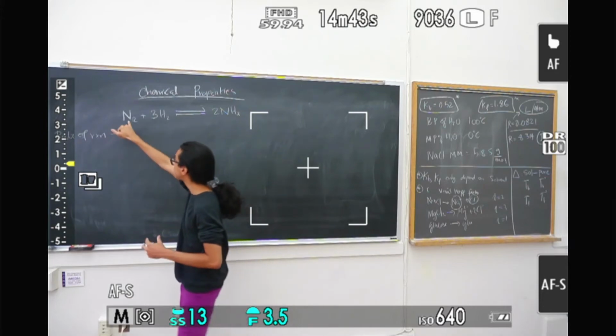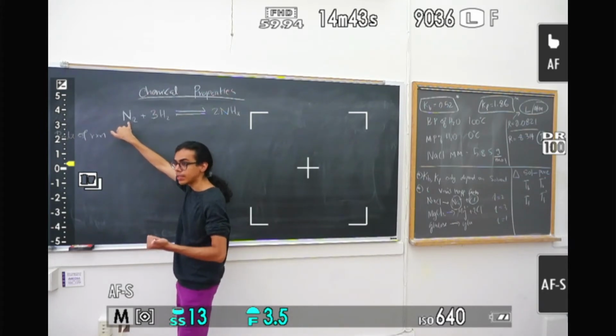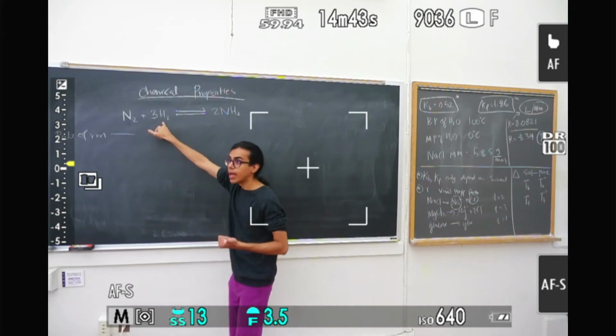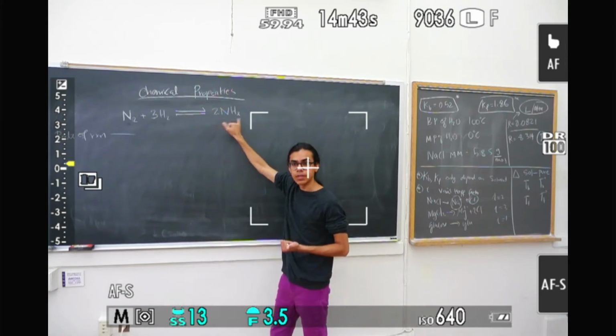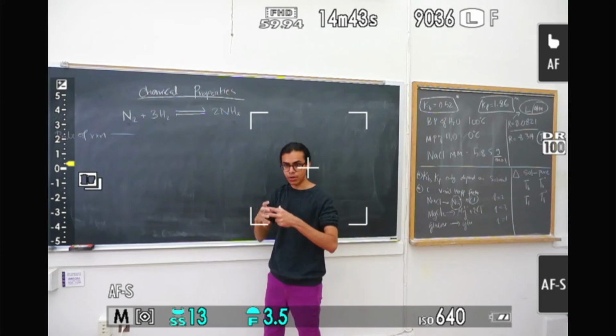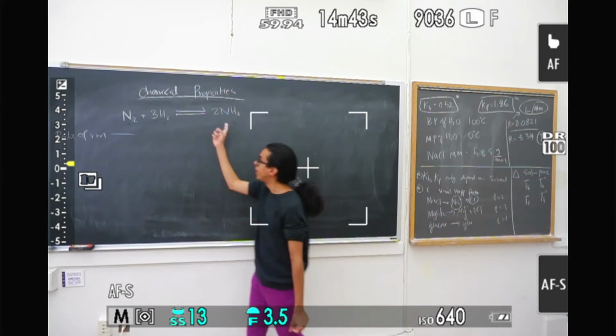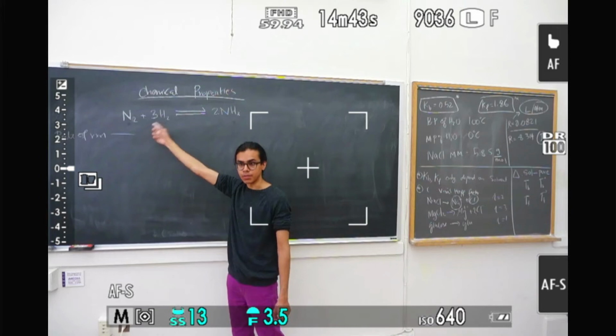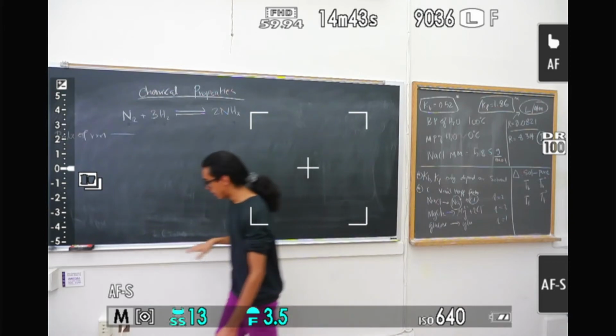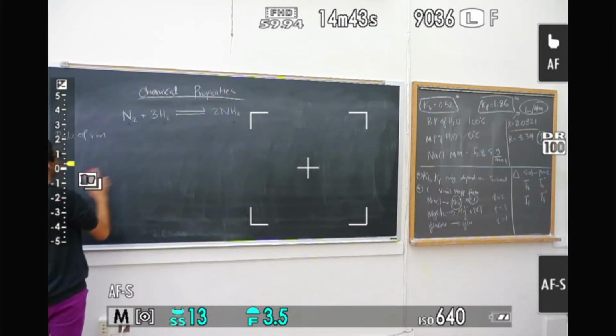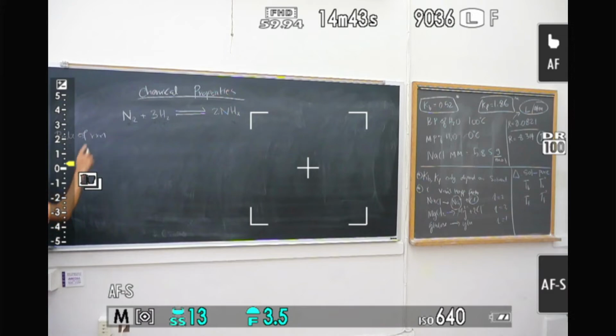If you know how fast this is getting consumed, you can immediately tell me how fast this is getting consumed and how fast this is getting produced. They're all changing, they're all getting consumed or produced at some rate, but all of those rates are related to each other very rigidly by the stoichiometry of the equation, by the coefficients in the equation. So our first goal is to relate the rate of the reaction to the rates of consumption and production of each species in the reaction.